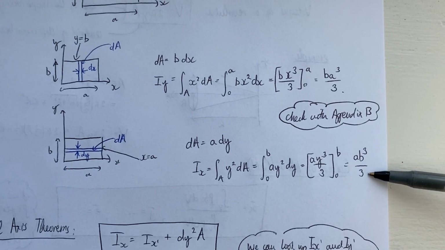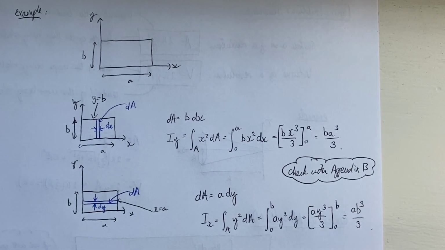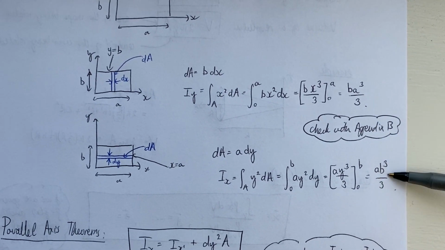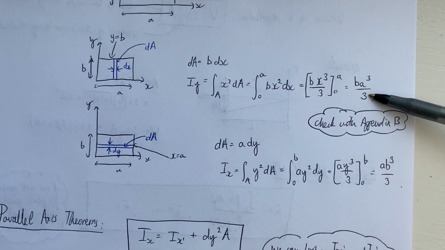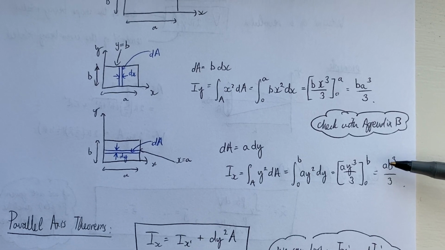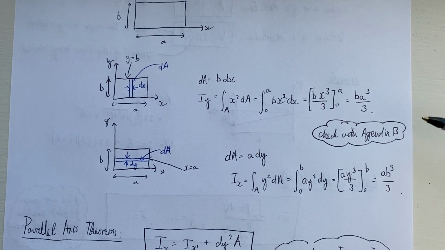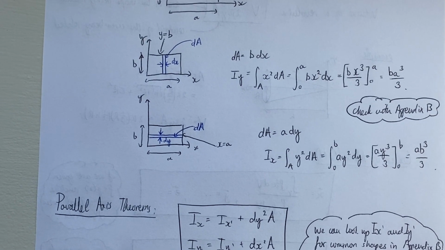Now, I've chosen a shape like this, which is a fairly standard shape, because I can go ahead and check these solutions in the textbook. And indeed, if you look there at the moments of inertia of a rectangle in Appendix B, you will find these two solutions. So that just validates that I've done this process correctly.